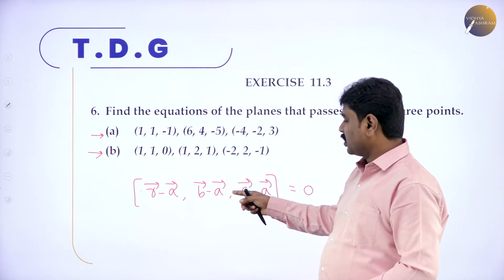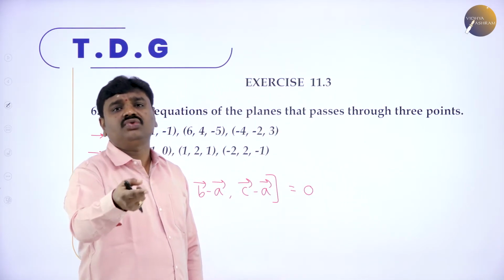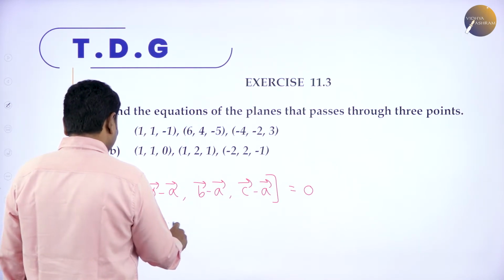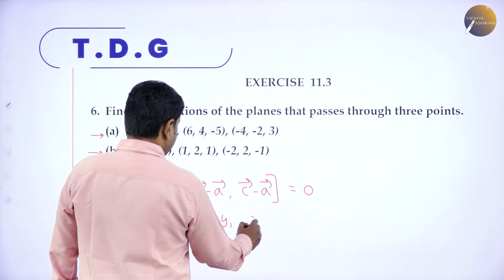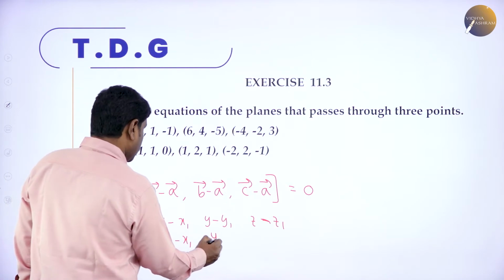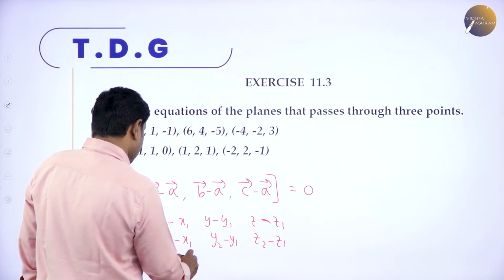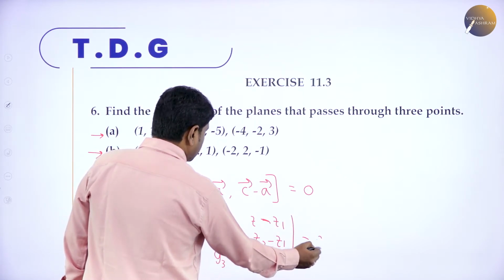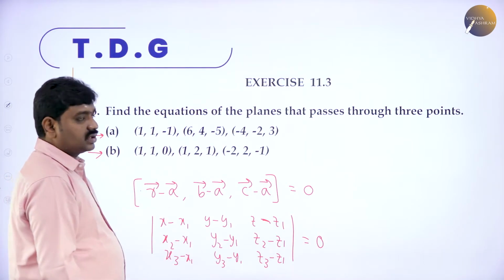[r minus a] box product [b minus a] [c minus a], or we can write it in Cartesian form, because the scalar triple product or box product finally gives you a number. So r minus a dot b minus a dot c minus a, or we say the determinant of x minus x1, y minus y1, z minus z1, then x2 minus x1, y2 minus y1, z2 minus z1, then x3 minus x1, y3 minus y1, z3 minus z1, because box product means determinant. When you do r minus a, b minus a, c minus a, we get this. So all of you got this.